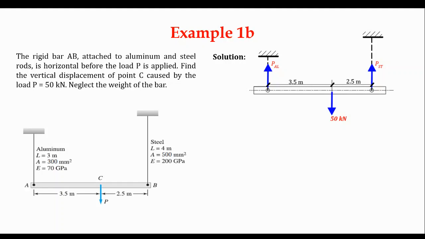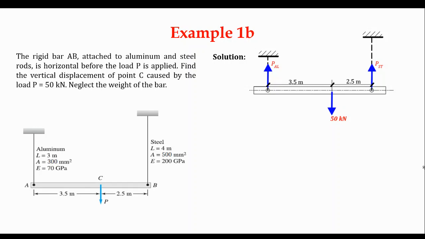Since the problem says to neglect the weight of the bar, it means we do not include the weight in the free body diagram. Supposedly every body has weight, but since it says to neglect the weight, there is no weight. Where does the weight act? The weight always acts at the center, or the centroid, of your body. So it would be at the middle. But since it says to neglect it, there is no weight. Those are the only forces present.